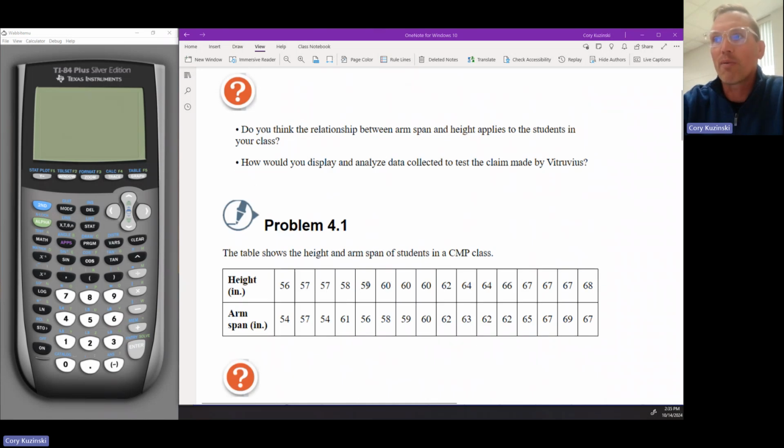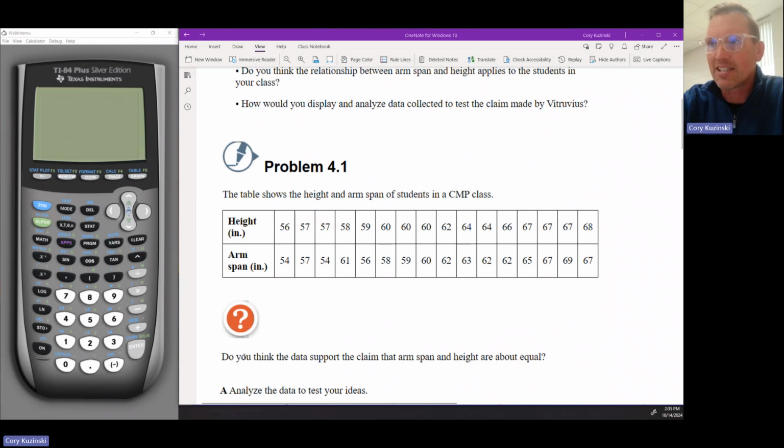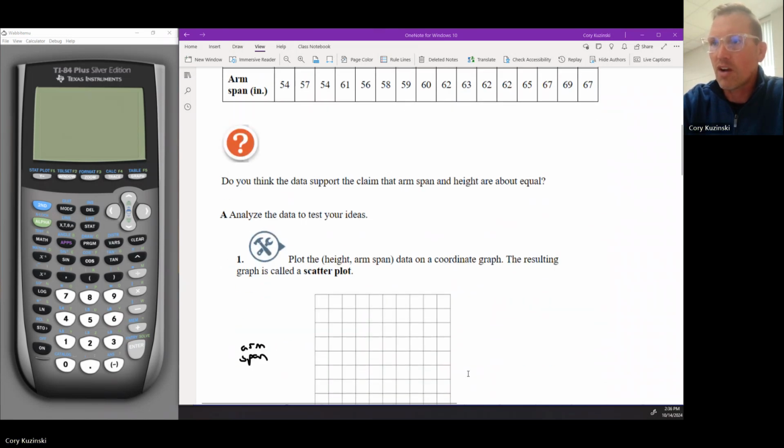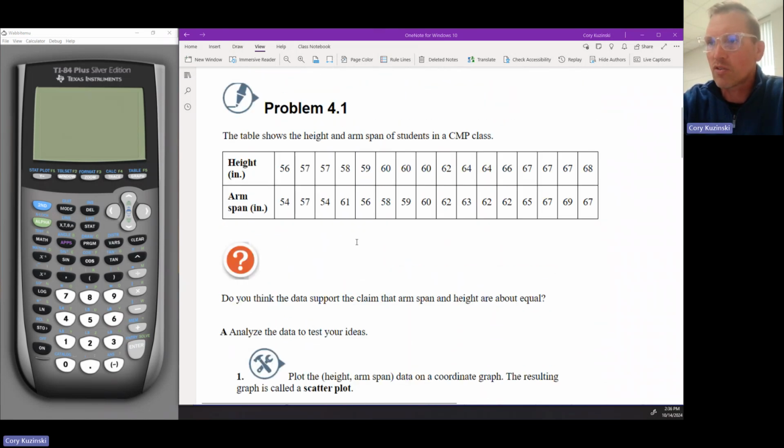So here's what we've got. We've got a table of values here. We've got 16 students, and we've got their heights and their arm spans, and we're going to analyze that data to see if it supports Vitruvius's claim that arm span and height are roughly equal. First things first, we're going to plot the height and arm span data on a coordinate graph. The resulting graph is called a scatter plot. So let's graph this data.